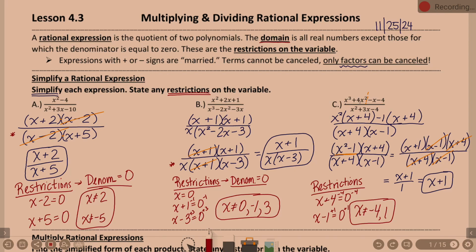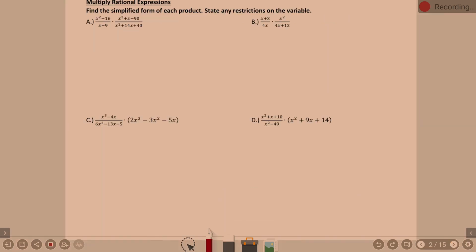Okay? Now, let's look at this next section. The difference on this bottom section is instead of having one fraction to simplify, you have two fractions to simplify. You can't multiply them together until you get to the end of the problem. Because here's the deal. We're going to factor this stuff, and some of it's going to cancel. So your first step here, it says find the simplified form of each product, state any restrictions on the variable. So we're still going to do restrictions.